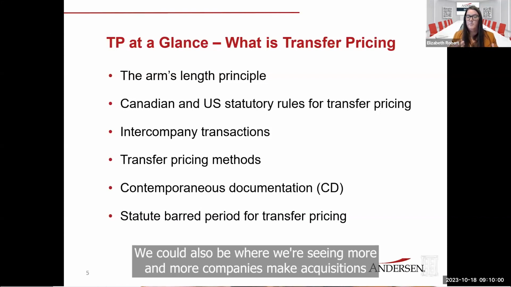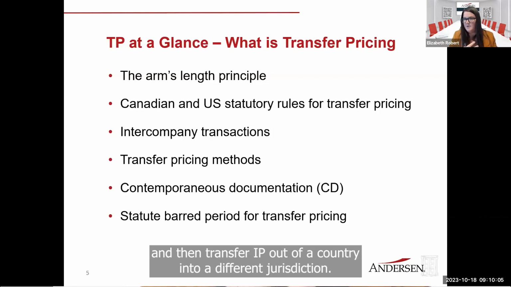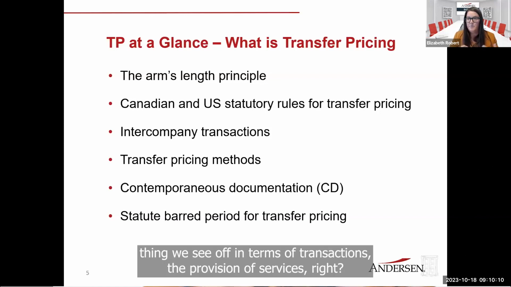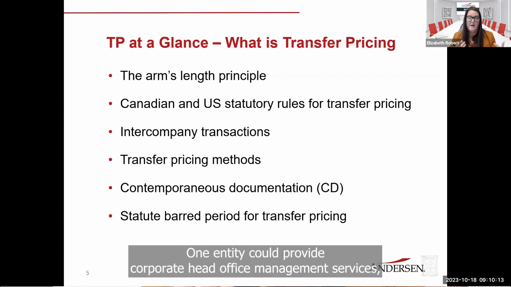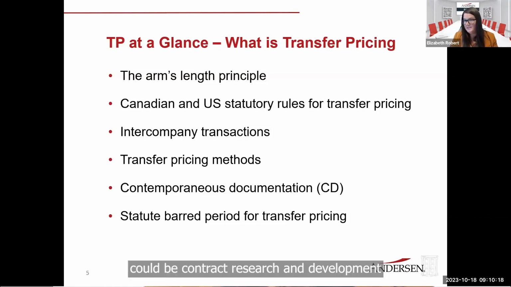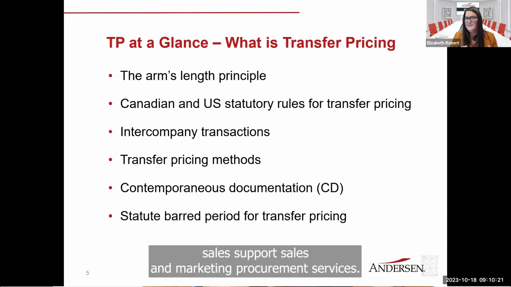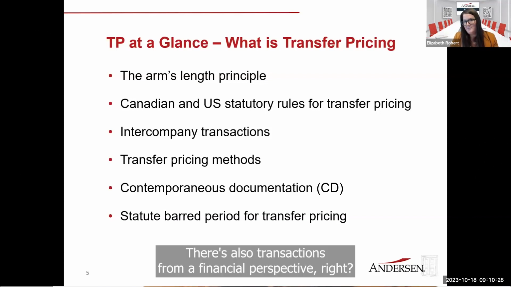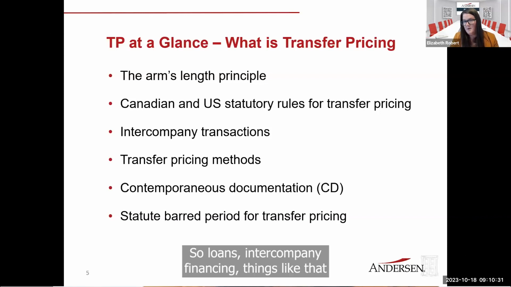We're also seeing more and more companies make acquisitions and then transfer IP out of a country into a different jurisdiction. Another thing we see often in terms of transactions is the provision of services, right? One entity could provide corporate head office management services. It could be contract research and development, sales support, sales and marketing, procurement services. There's a whole slew of services. There are also transactions from a financial perspective, right? So loans, intercompany financing, things like that, that are also impacted by transfer pricing.